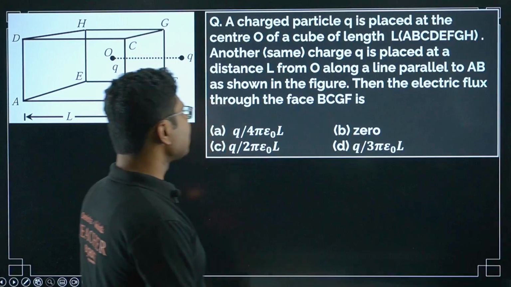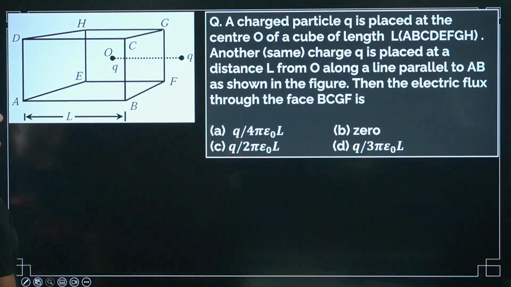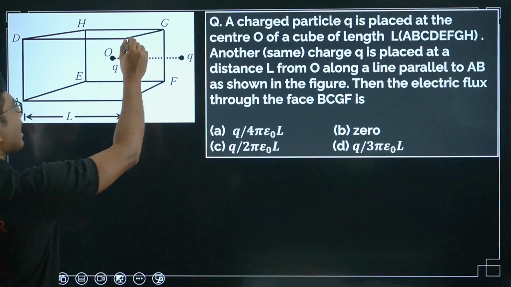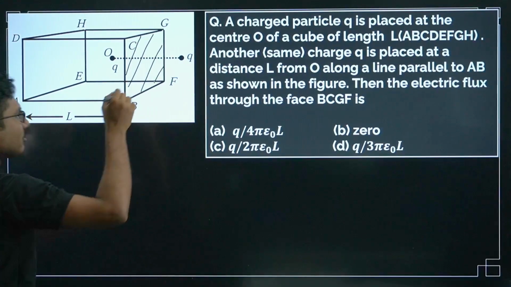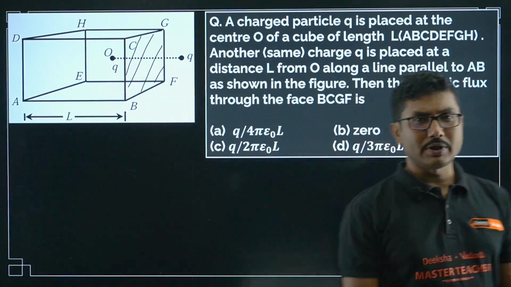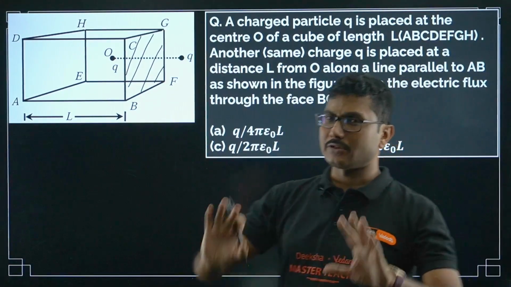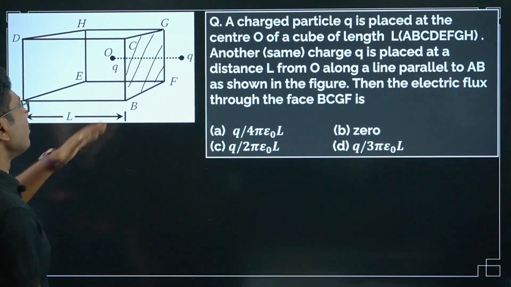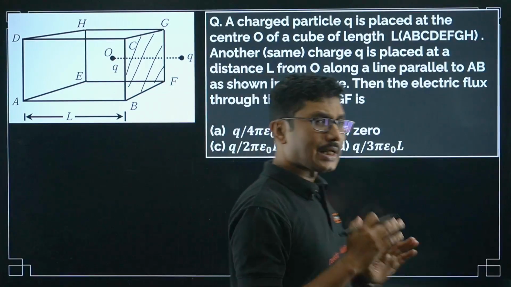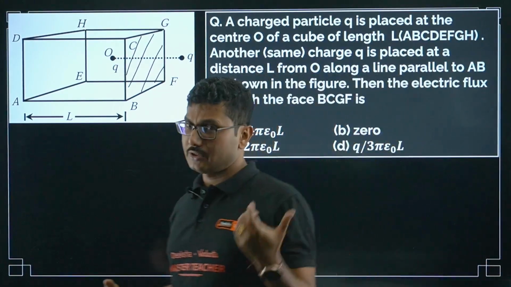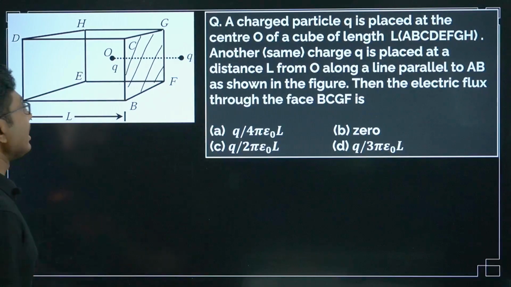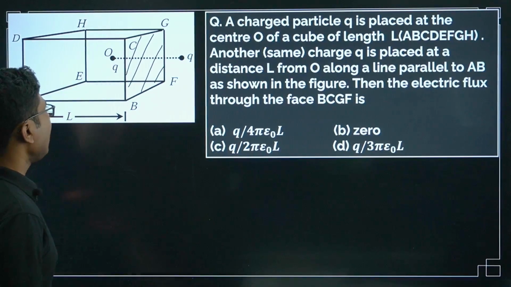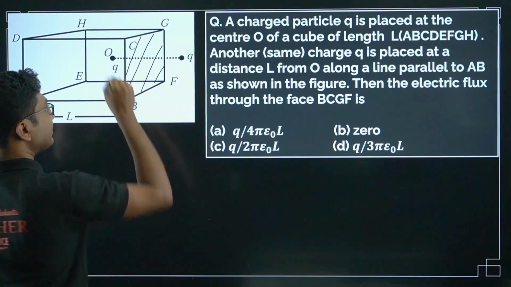Then the electric flux through the face BCGF. So what is the electric flux through BCGF? Now you might think, those who have studied Gauss law, that this question is based on Gauss law. Actually it is not. This question is simply based on the concept of flux. It is not based on Gauss law, even though there is a cube, there is a charge. This is the simple concept of electric flux. So they only asked what is the net electric flux through this surface. Okay, now what is the flux due to this charge Q?